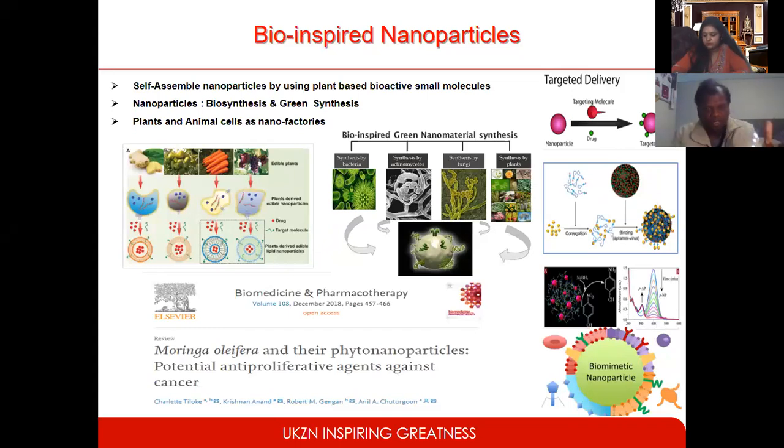Here is some plant material: how to use plant extract for nanoparticle synthesis. After synthesis, how to use that plant-derived nanoparticle for drug delivery or sensing. These are some of the projects I did, some of my PhD chapters.